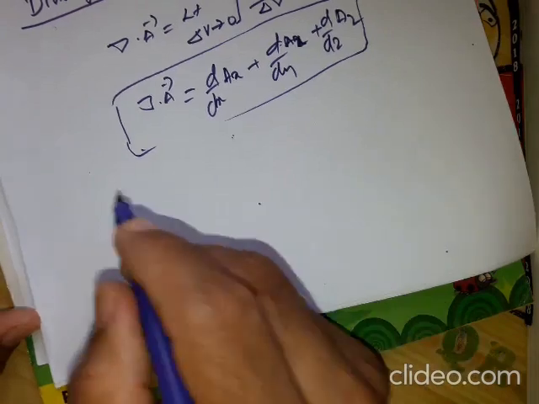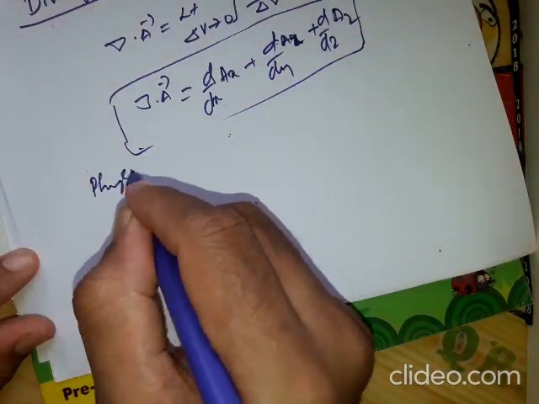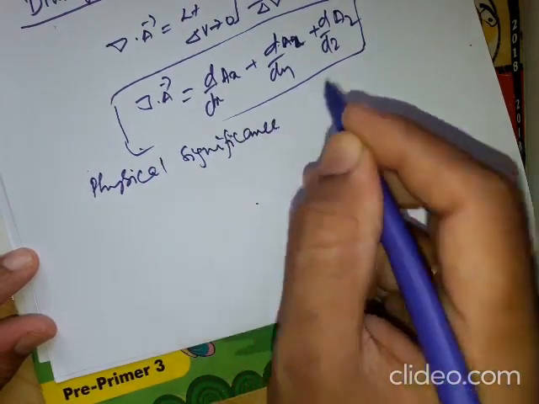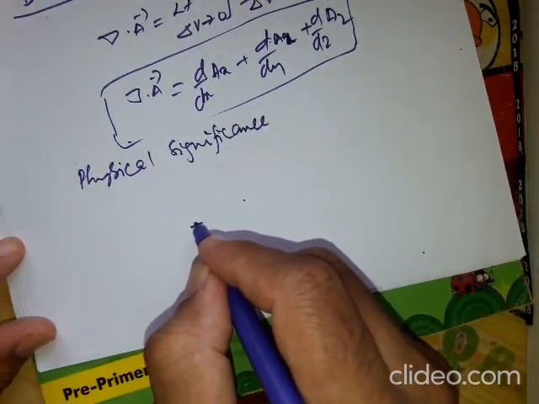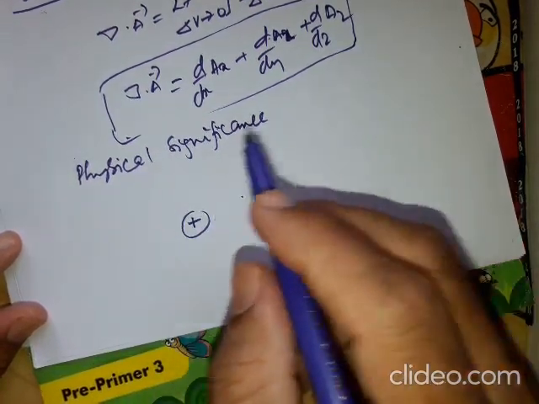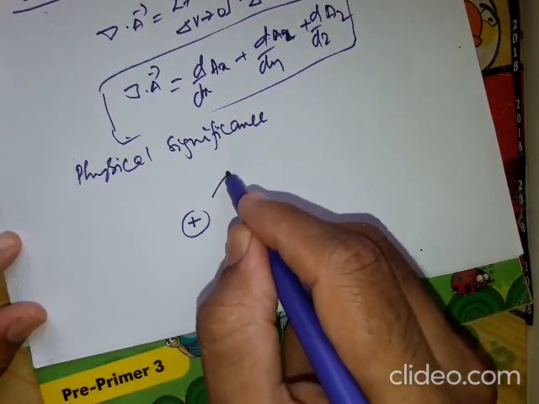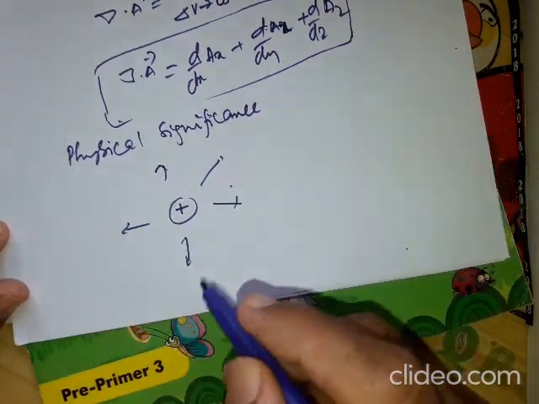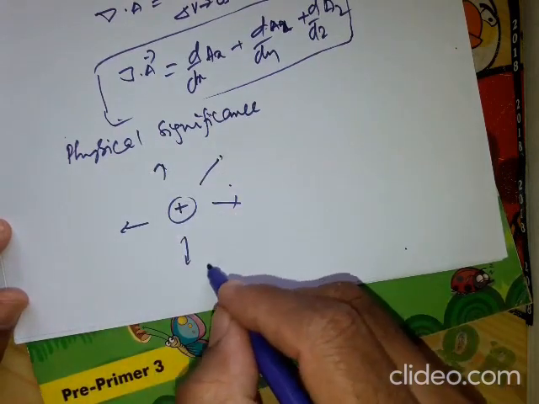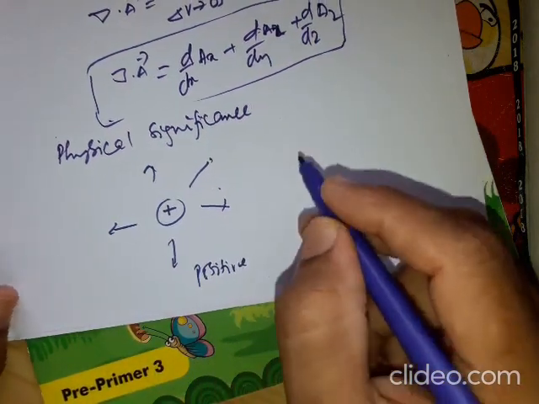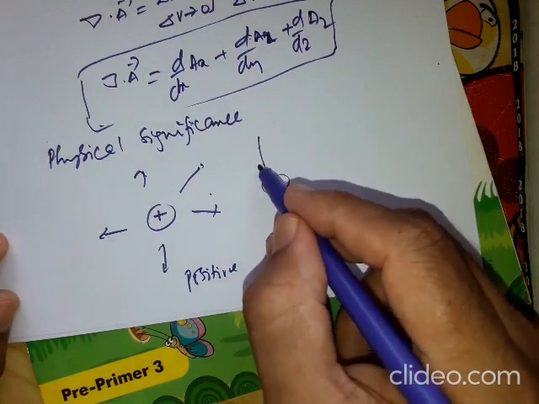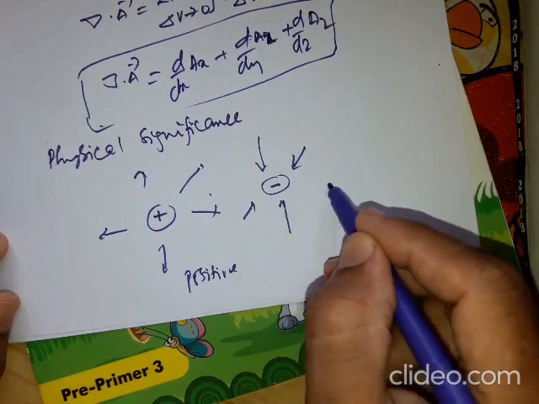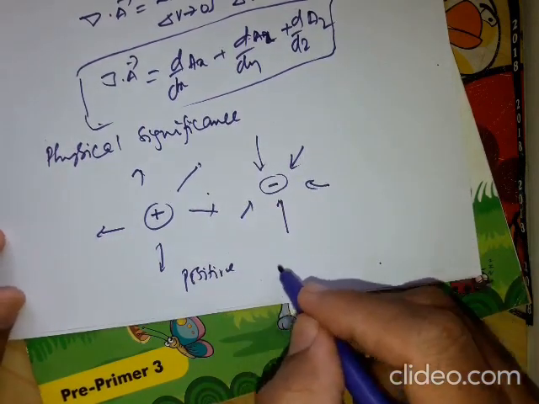Now what is the significance of this? Physical significance of divergence. See here I have a positive charge. Then the electric field lines are going away from this, and if you take the divergence here, it is positive. If you imagine a negative charge, then the electric field lines are converging like this, and if you take the divergence here, it is negative.